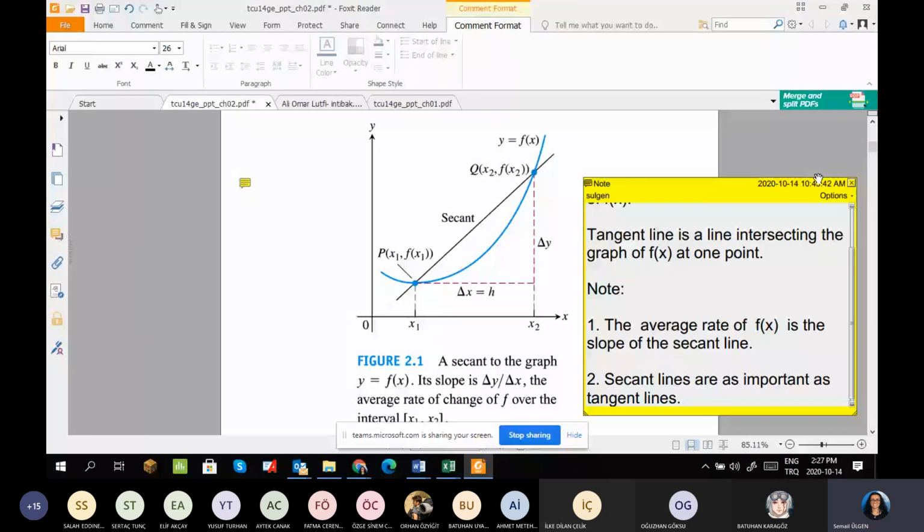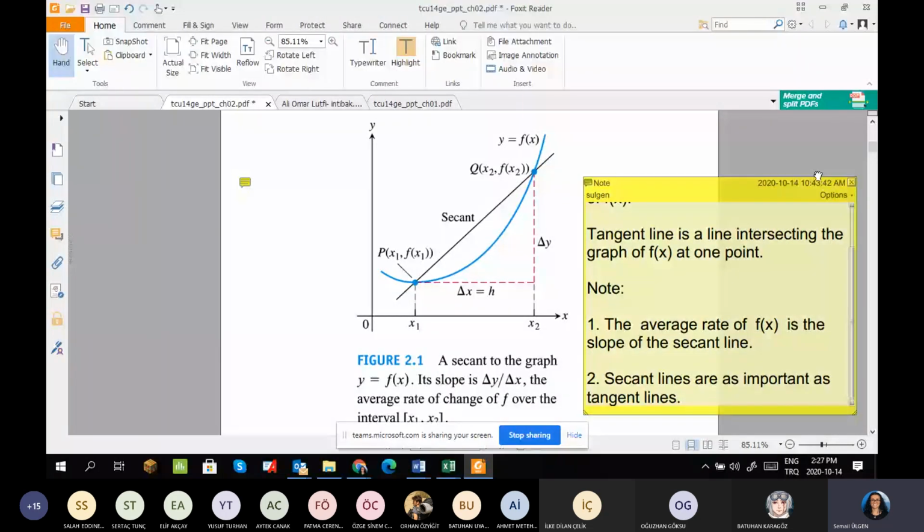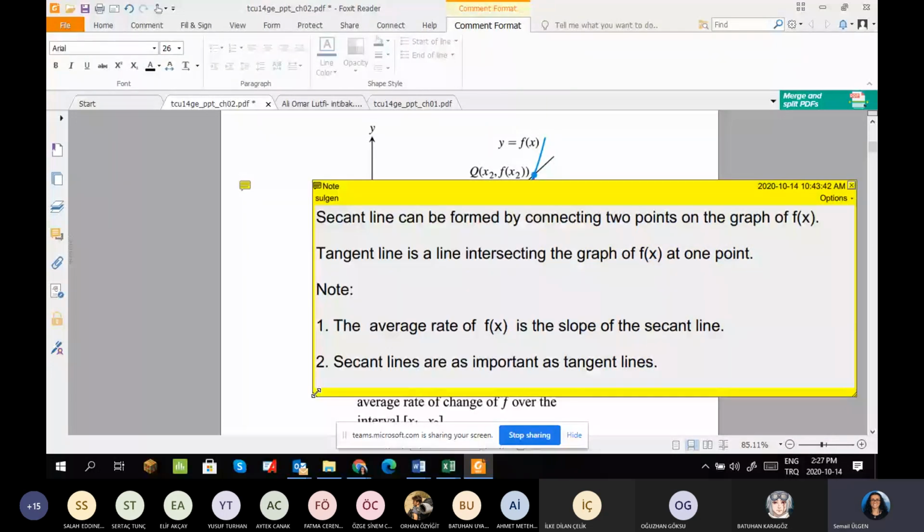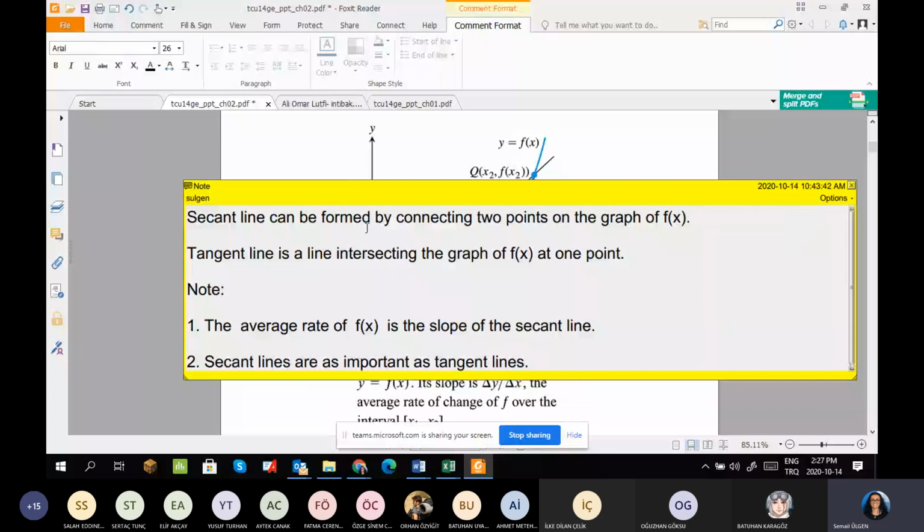A secant line is a line obtained by connecting two points on the graph of f. That's the definition. A tangent line, on the other hand, is a line intersecting the graph of f at one point. That's the definition of the tangent line.